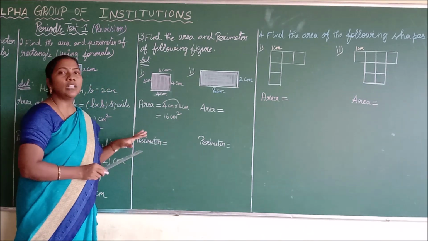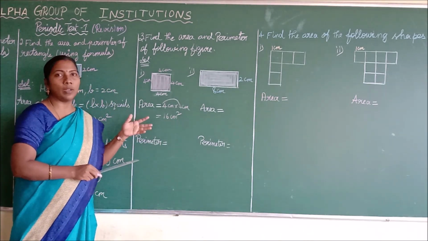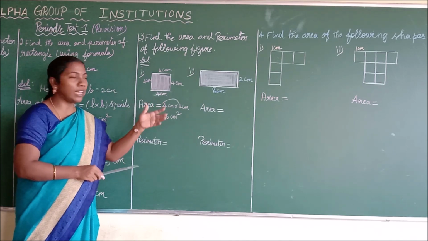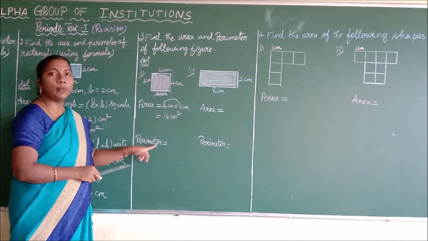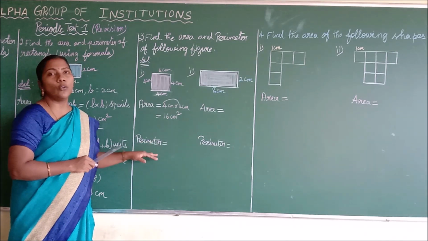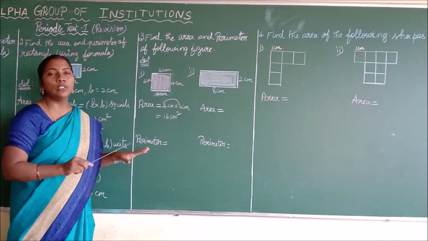Thus without using the formula, by using the basic formula for calculating area, that is side into side, we have calculated the area. And what is the formula to find the perimeter of a square? 4a. Now we are going to calculate the perimeter without using the formula.